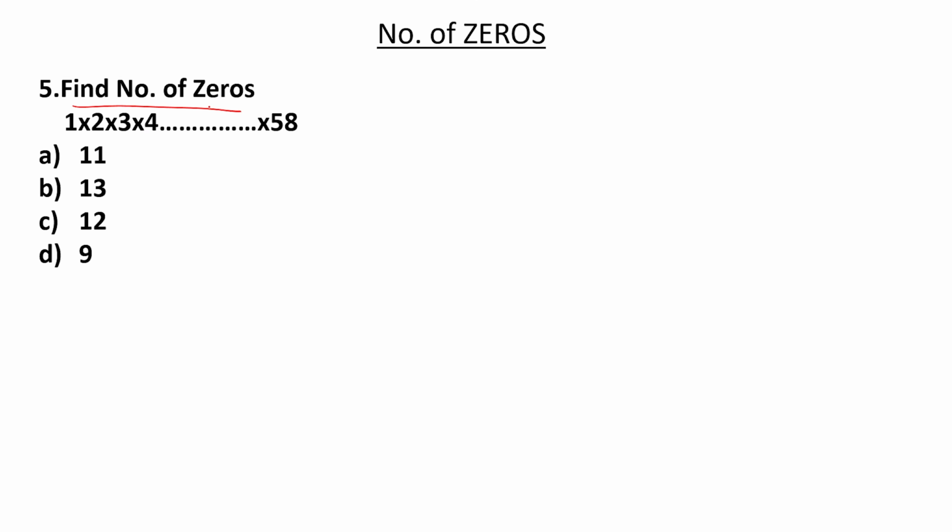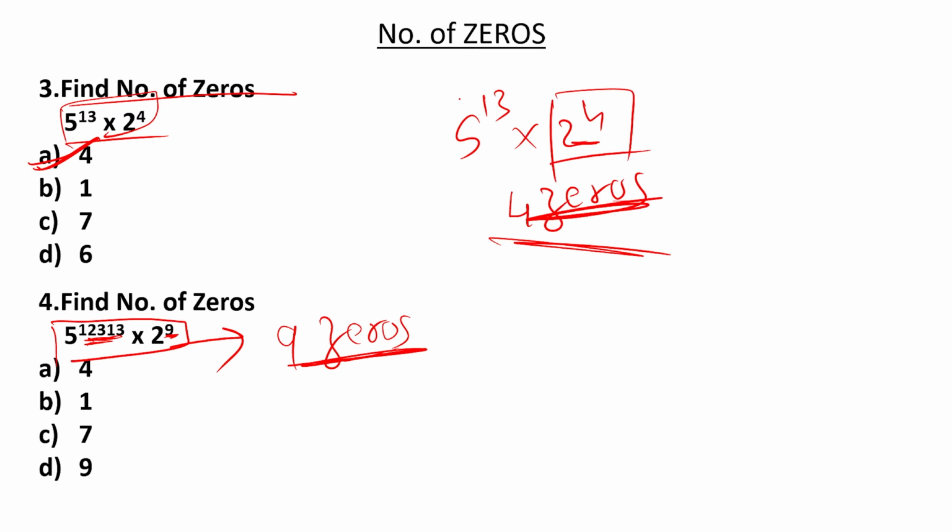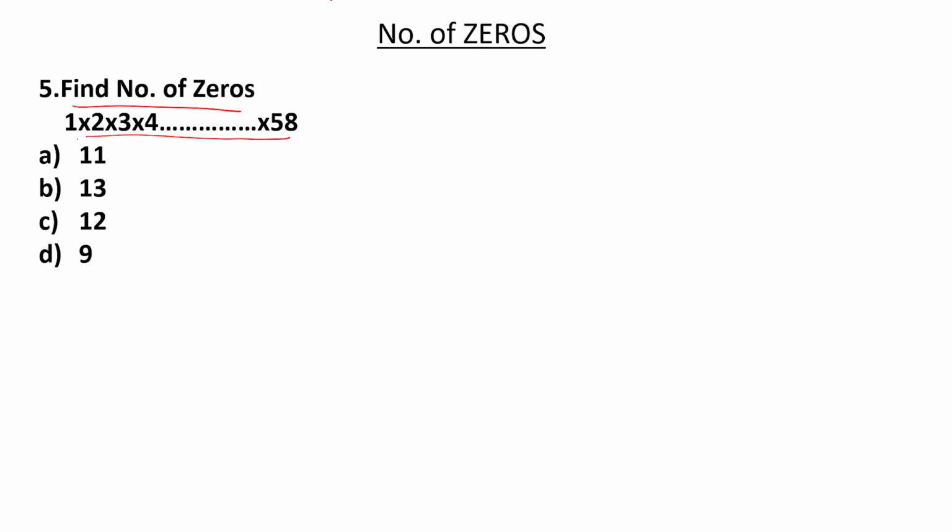Find the number of zeros in the following, that is, as you can see, 1 into 2 into 3 into 4 into up to 58. I know multiplying this will take a lot of time for us. As you can see, this is not the same format as the previous questions as I showed you here. So the technique is simple.